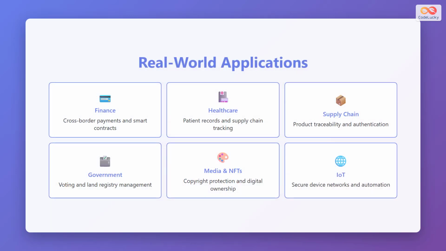Blockchain is being applied across multiple industries. In finance, it enables cross-border payments and automated smart contracts. Healthcare uses blockchain to maintain secure patient records and track pharmaceutical supply chains. Supply chain management uses blockchain to verify product authenticity and track items from manufacturer to consumer. Government agencies use it for voting systems and land registry management. Media and digital assets use blockchain for copyright protection and proving digital ownership through non-fungible tokens. Finally, the Internet of Things uses blockchain to create secure networks of connected devices.